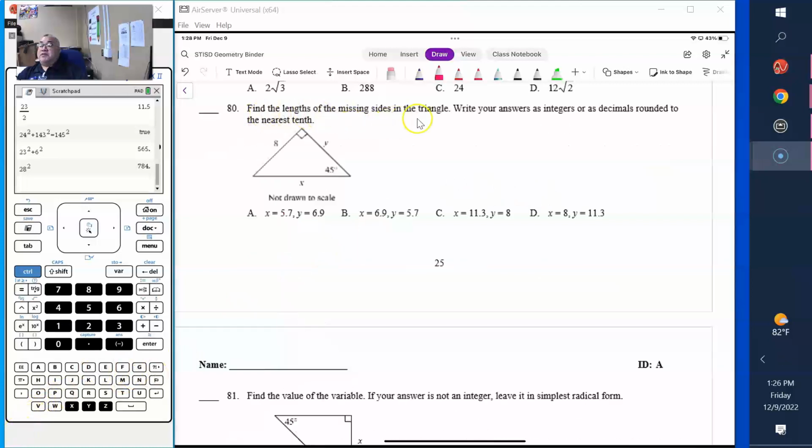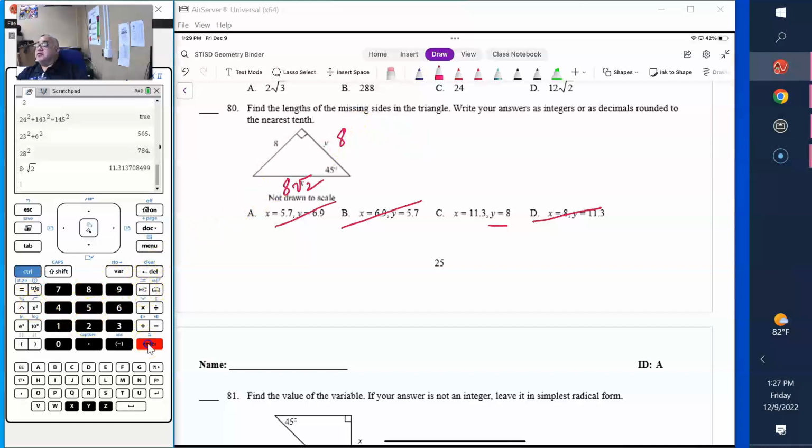Find the lengths of the missing sides of the triangle. Write your answer as integers or as decimals rounded to the nearest tenth. So that's 8. That's 8. This is 8 square root of 2. So y is 8. Y is not 11. So y is 8 and x is going to be 8 square root of 2. So 8 square root of 2. Enter. 11.3. So that's your answer.